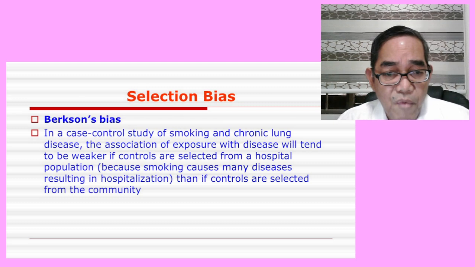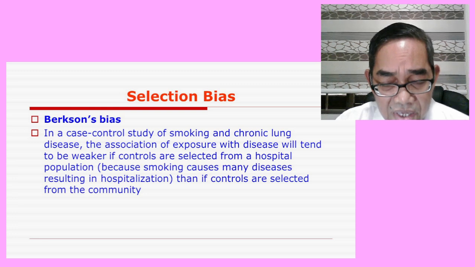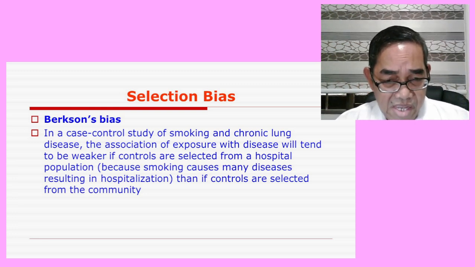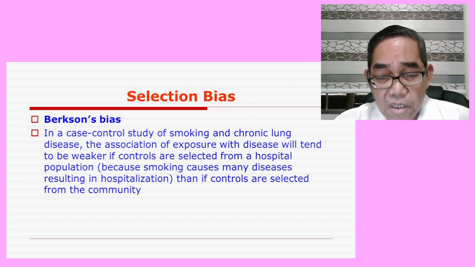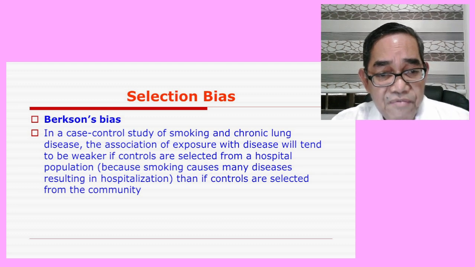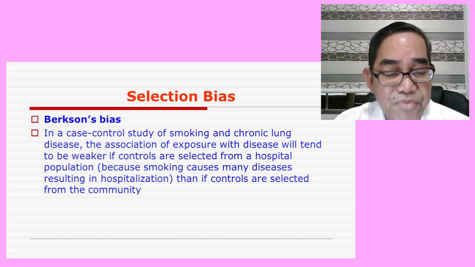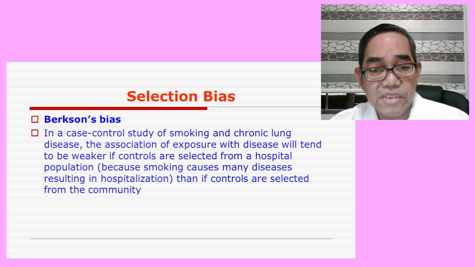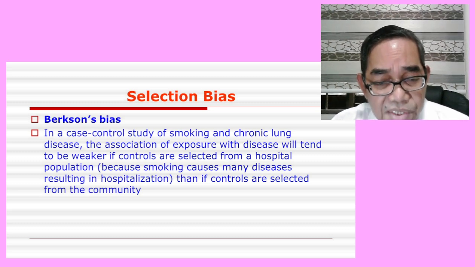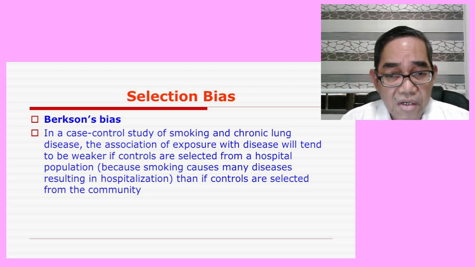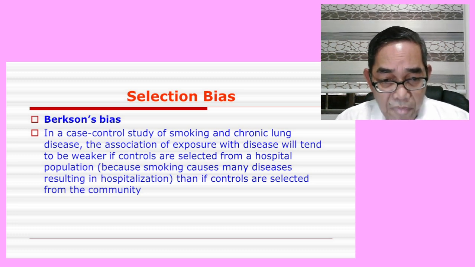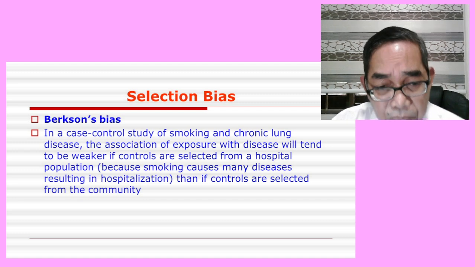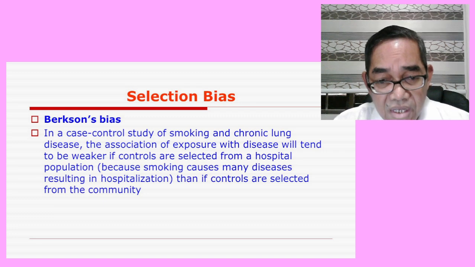So, for example, we want to look into the relationship between smoking and chronic lung disease. The relationship between smoking, the exposure, and chronic lung disease, the disease, will tend to be weaker if you get controls from the hospital population than if you get controls from the community. Because people who don't have lung disease but are hospitalized also have a higher proportion of smokers, because smoking causes many diseases that can result in hospitalization.